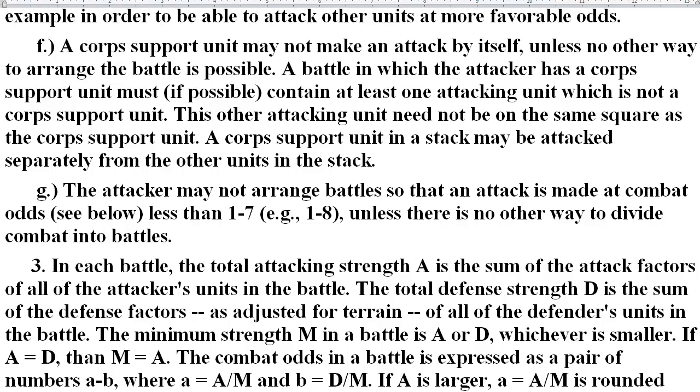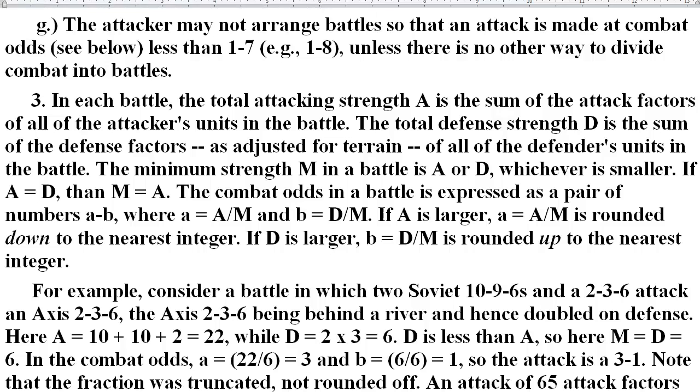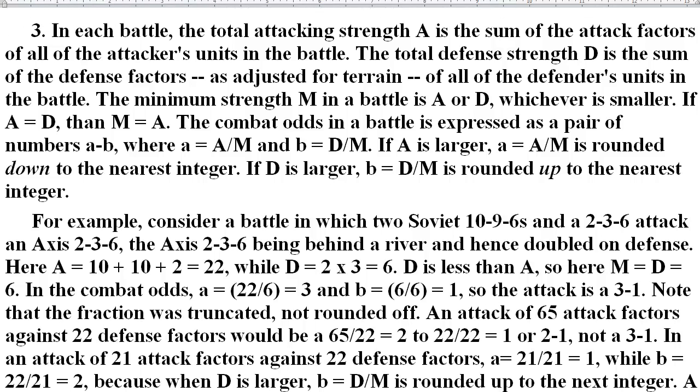Okay, I quoted combat odds. How do you compute combat odds? Short form answer. You take the total attack factors of all of the attacking units in a battle. You take the total defense factors of all of the defending units in the battle. The two totals are A and D. Either A or D is smaller or they're equal. And we will call M the smaller of the two numbers. If the two numbers are equal, M is both of the two numbers.